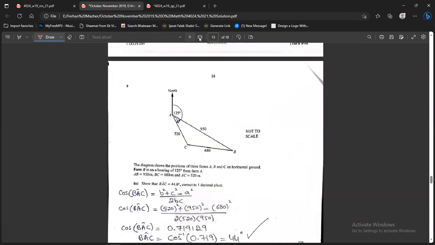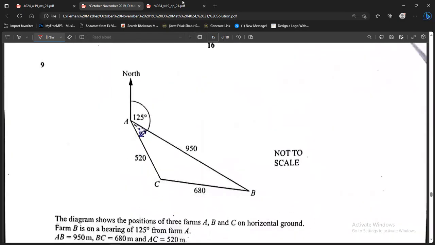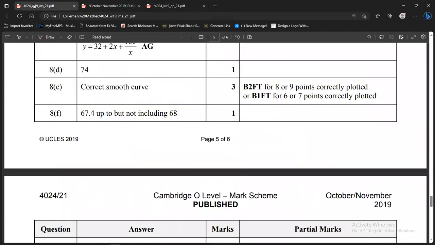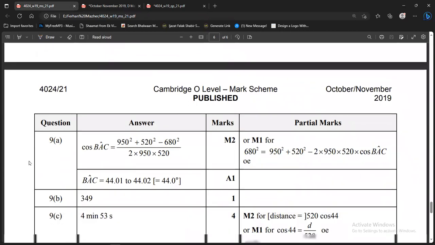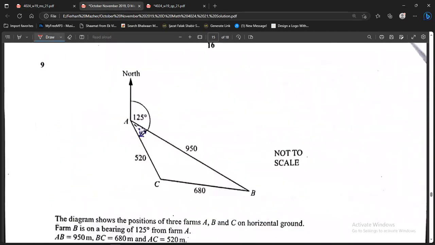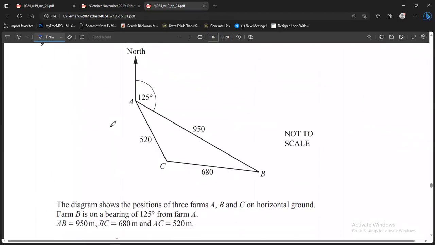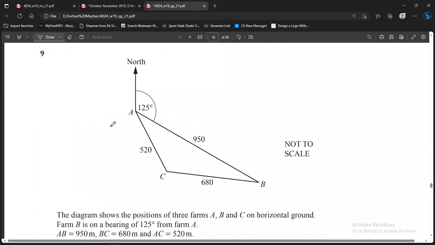Now we are going to the next question, question number 9. On your screen, question number 9 is showing up. He says the diagram shows the positions of 3 farms A, B, and C on the horizontal ground. The farm B is on a bearing of 125 from the farm A. AB is 950 meters, BC is 680 meters, and AC is 520 meters.